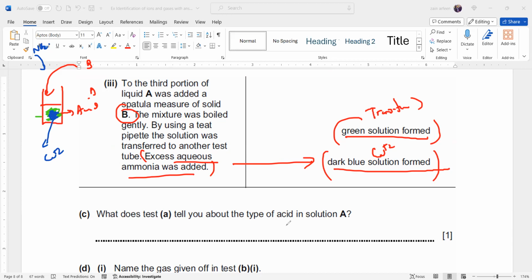What does test A tell you about the type of acid in solution A? So what does this give an idea? The solution A, the first test that we mentioned, it is a weak acid.